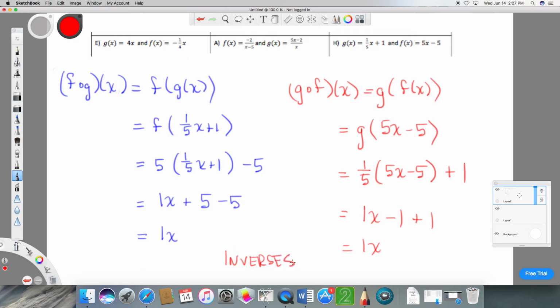And you could rename F and call it G inverse. You could rename G and call it F inverse. It says the same thing. You could rename each of these to indicate they're inverses of each other.